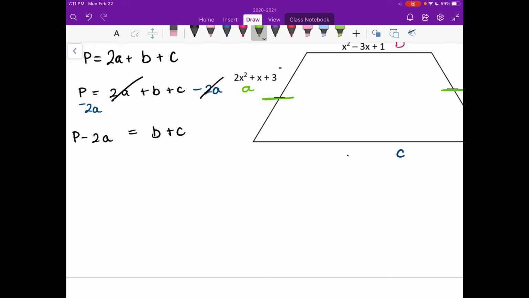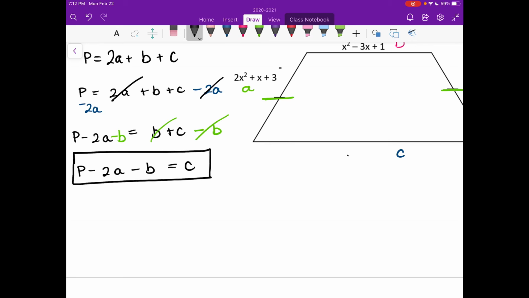Then I want to get rid of the B, so I'm going to subtract on that side, subtract on this side. So I'm left with P minus 2A minus B is equal to C. You might have learned something like the taking over method. It's called the bridge method. Personally, that's not the method we're going to use because it gets a little bit confusing and it doesn't talk about inverse operations. So make sure what you're using is inverse operations in order to get to the other side, and we'll talk more about this as we move on.